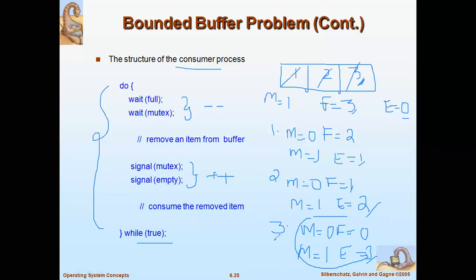Now you can think of one more consumer coming. When the consumer comes, it will check for full, right? Full is 0, and if you try to decrement 0, you get a negative value. Hence the fourth consumer cannot come into its critical section, because there are no items in the buffer to consume. This is the solution to the bounded buffer problem, which involves producer and consumer sharing the same variable. Here the shared data is the buffer. Okay, thank you.